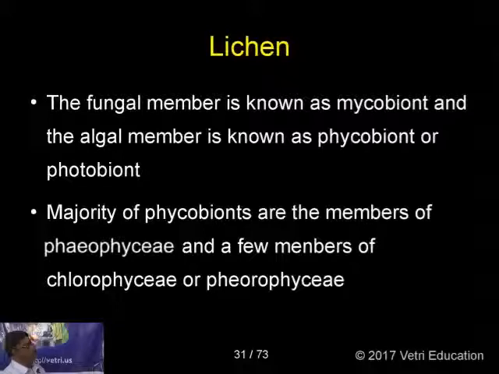Here in the association, the algal members, with the help of sunlight, prepare food materials and supply them to the fungi, and the fungi give protection and also supply water and minerals to the algae. This type of association we will discuss later. The majority of the phycobionts are members of Cyanophyceae. In 90% of lichen associations, the phycobiont is a Cyanophycean alga, and a few are members of Chlorophyceae and very few are members of Phaeophyceae.